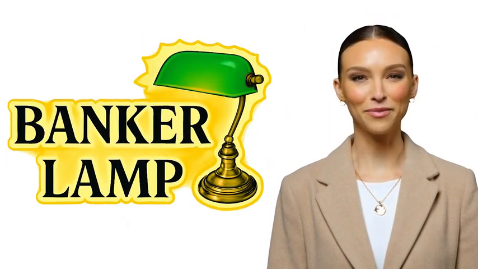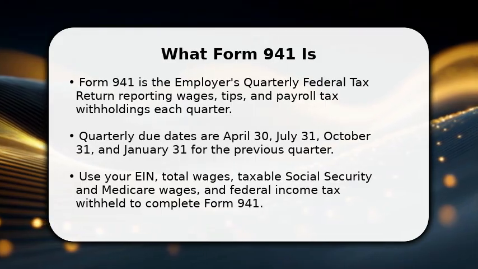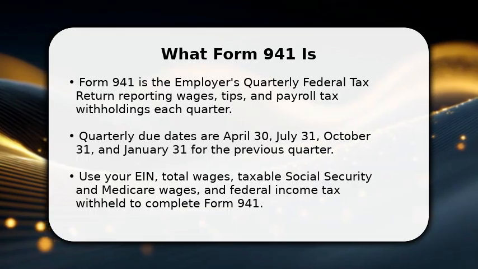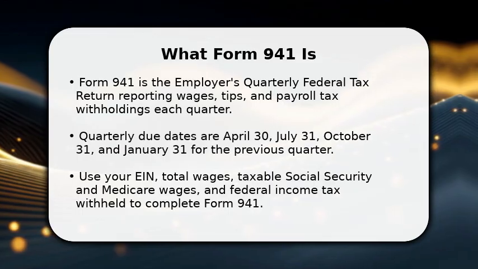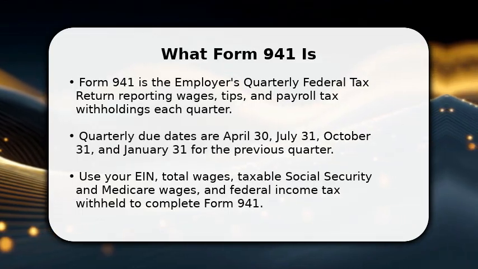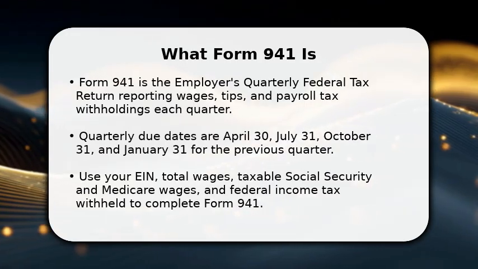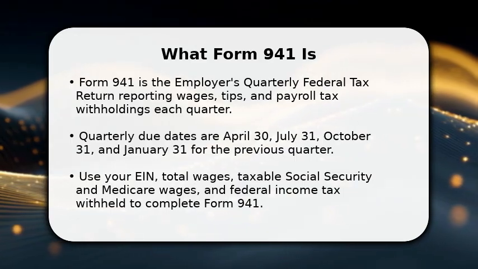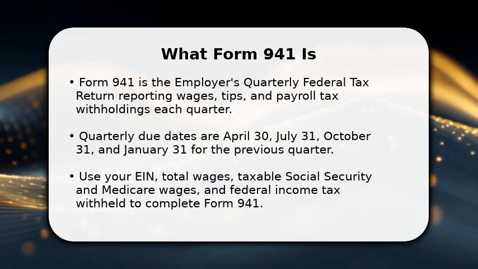Please enjoy the video. Form 941 is the employer's quarterly federal tax return used to report wages, tips, and payroll tax withholdings each quarter and reconcile deposits made. You must file for each of the 4 quarters: January through March, April through June, July through September, and October through December. Quarterly due dates fall on the last day of the month following the quarter: April 30, July 31, October 31, and January 31.